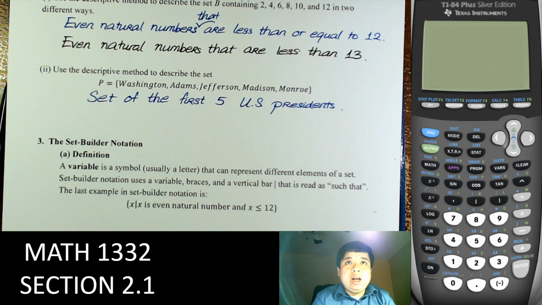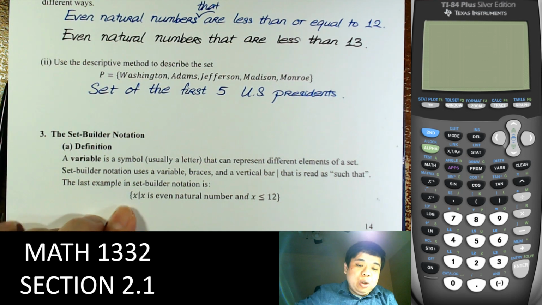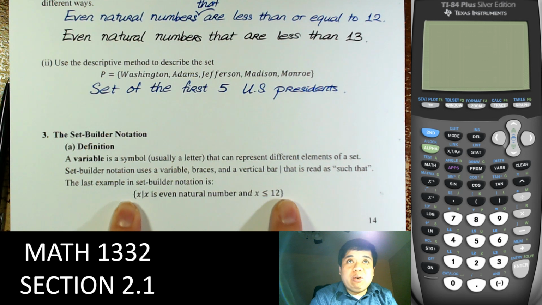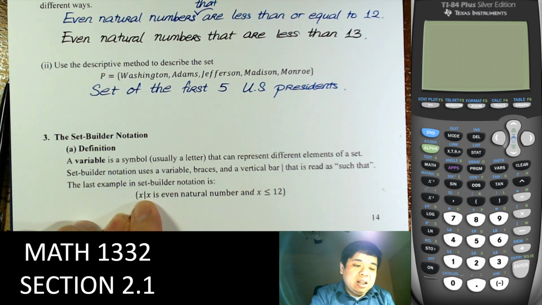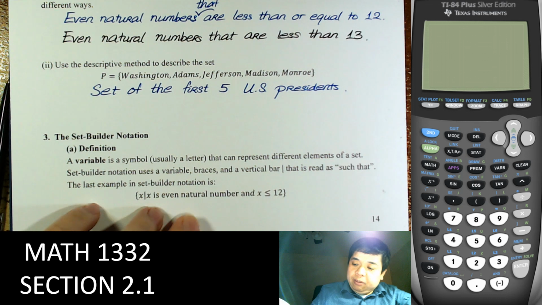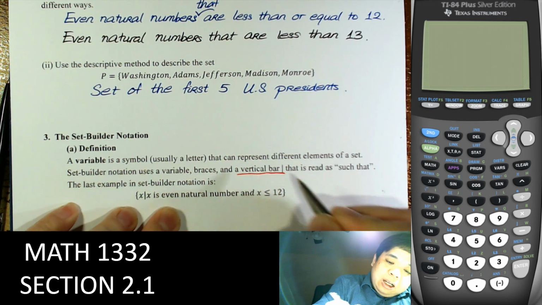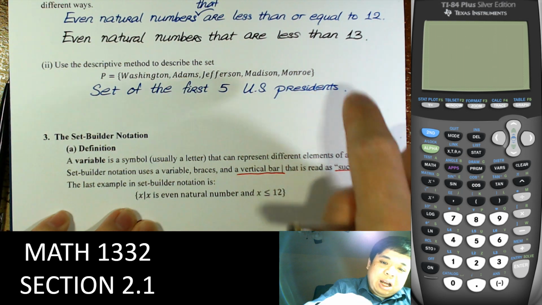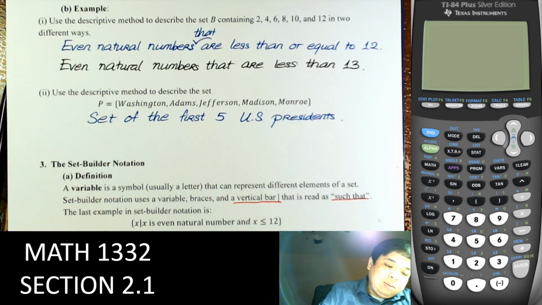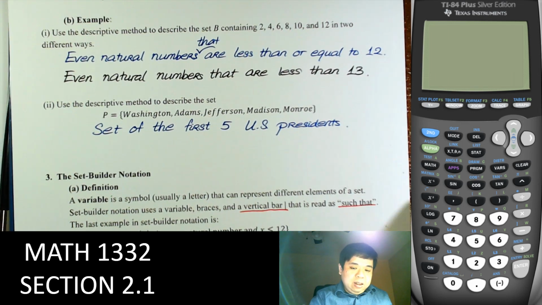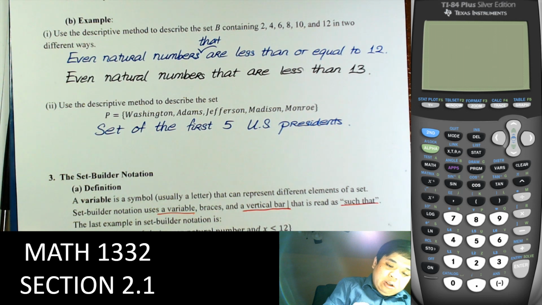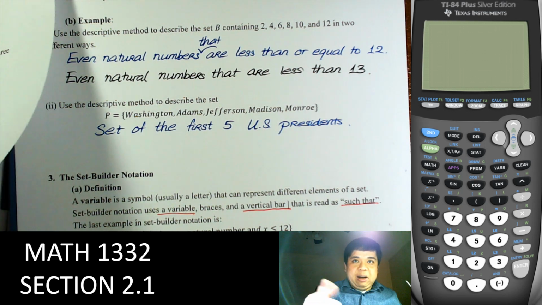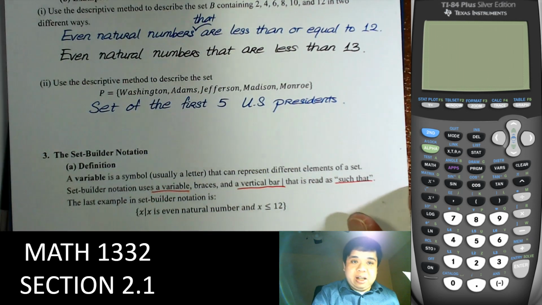The next method is the set builder notation. The set builder notation is kind of in between the two. We use the brackets to denote the set, but we write the set of x, and then we draw the vertical bar. The vertical bar says "such that." So the set of x such that x is an even natural number and less than or equal to 12. So that describes what we have here. Right. And we will use a variable like x, and then we say x has some certain characteristic.